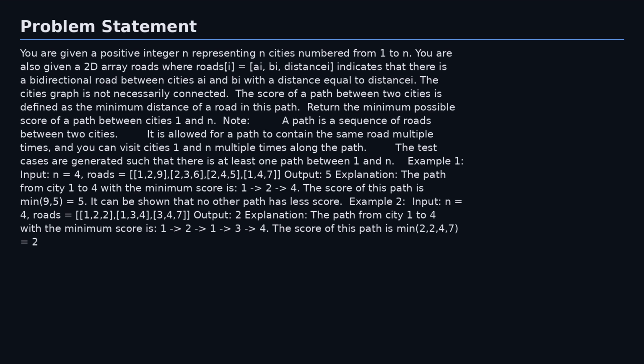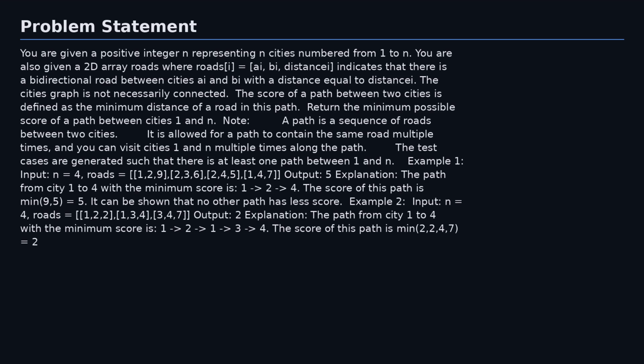So, let's break down the problem. We have a number of cities and roads connecting them, each with a certain distance or score. We need to find the minimum score of a path between city 1 and city n. The problem statement is pretty straightforward, but the solution requires some careful thinking.